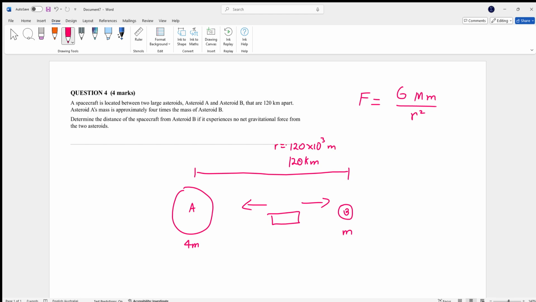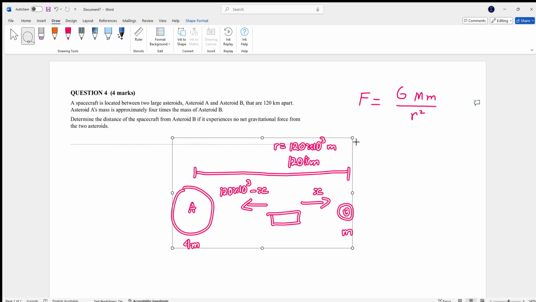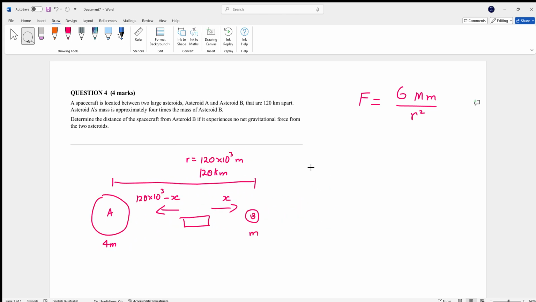Now, in order to work out where there's no net gravitational force, we have to name some things. So here, if I were to call this distance x, so x is the distance between the spacecraft and asteroid B. This distance here would be 120 kilometers minus x then, okay? So let's set this up. Now, what we also have to do is account for the mass of the spacecraft as well. So we'll call it capital M in this case. We don't need to name these guys differently because we know how they relate to one another. And I think without that, we wouldn't be able to answer the question.